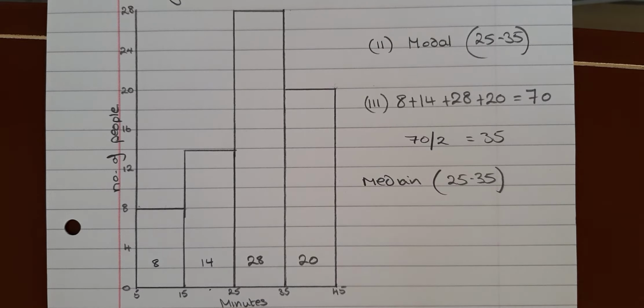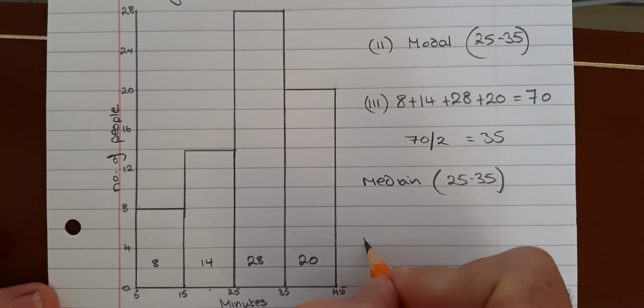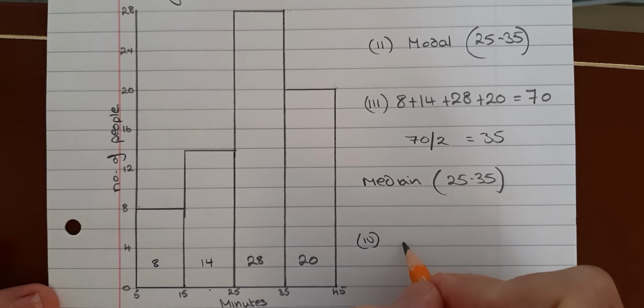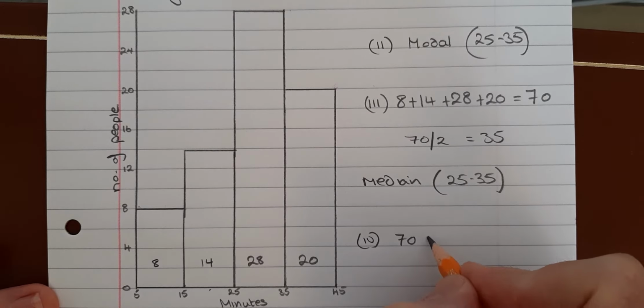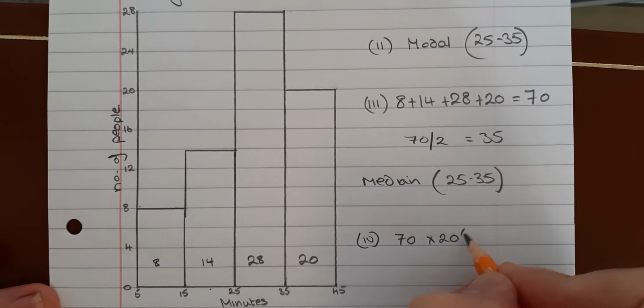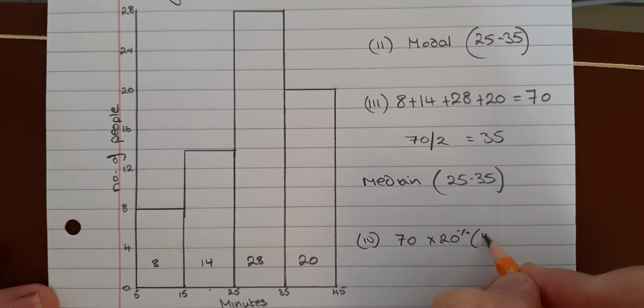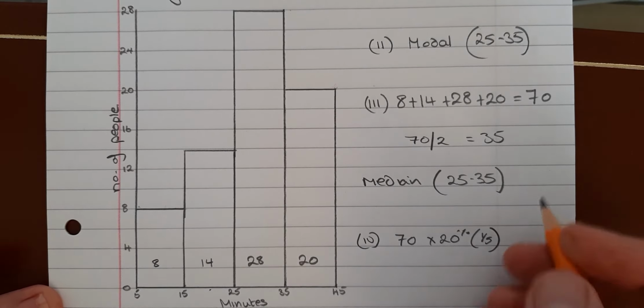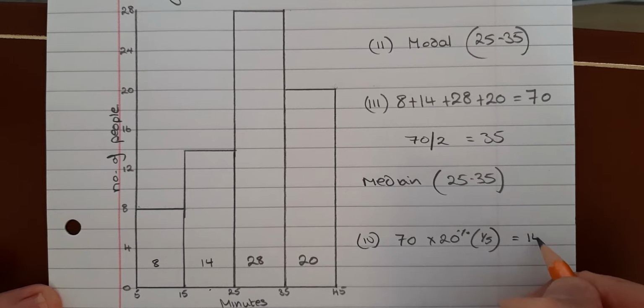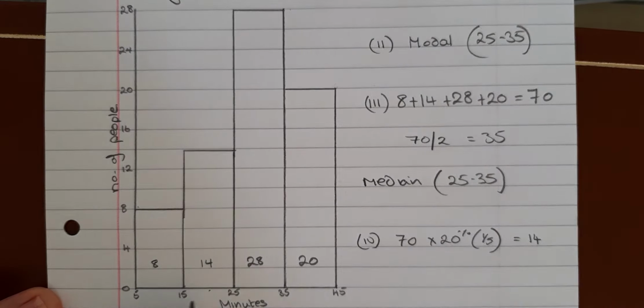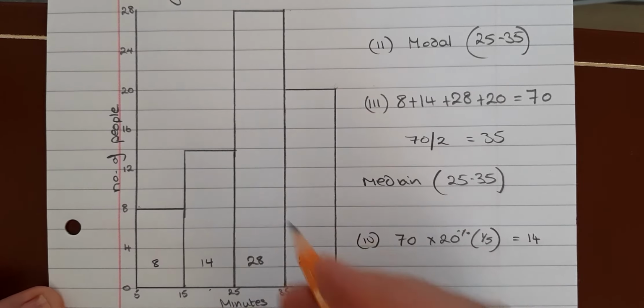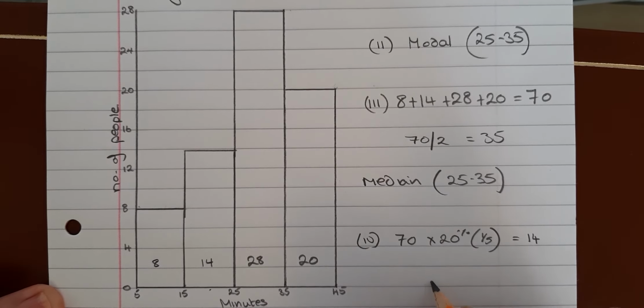Question 4. Which interval contains exactly 20% of those people? So we have 70 people in total, and we want to find 20% of it, or 1/5. That's equal to 14. So checking our intervals, this interval here has 14. So 15 to 25.